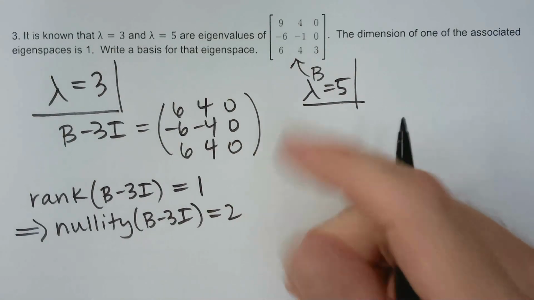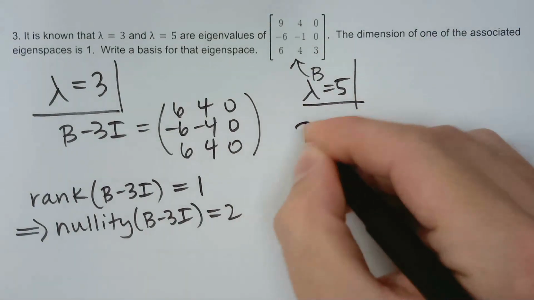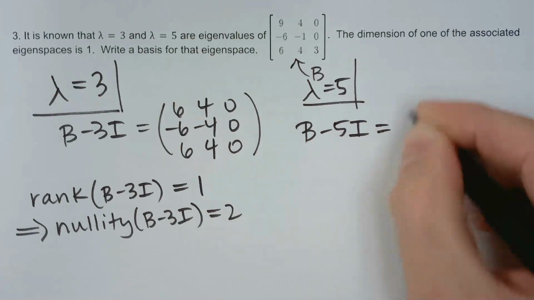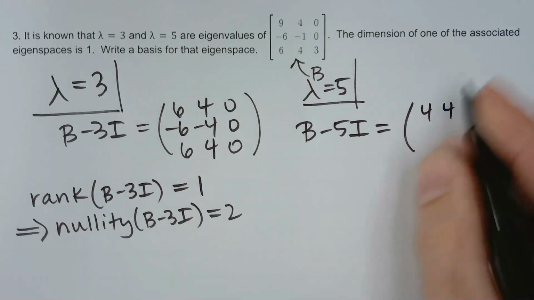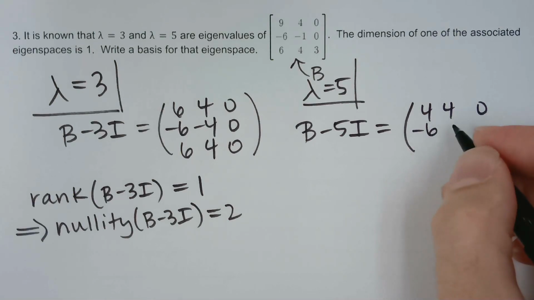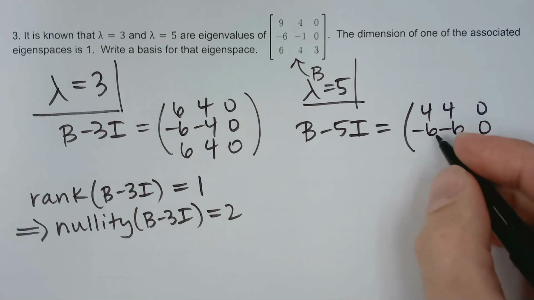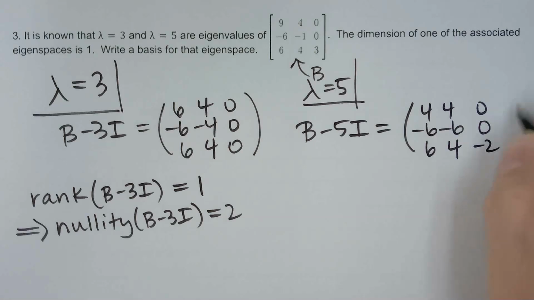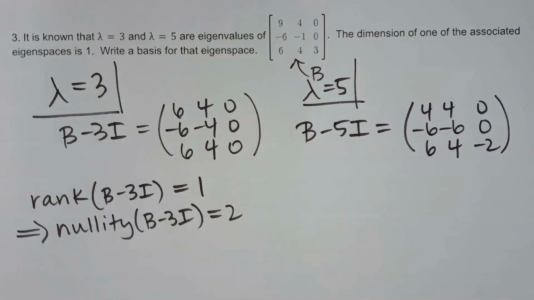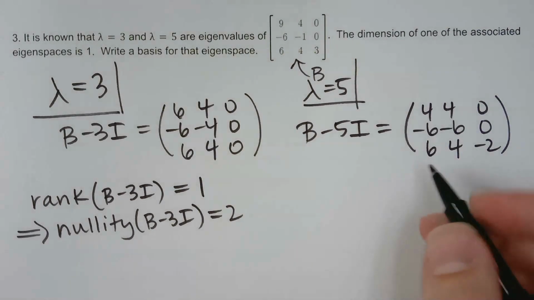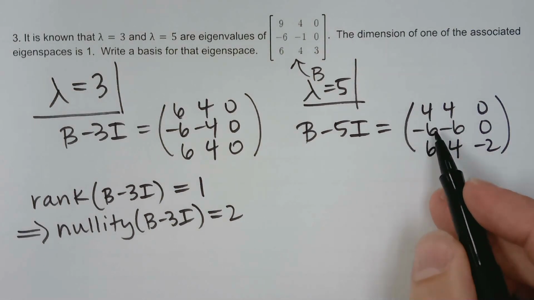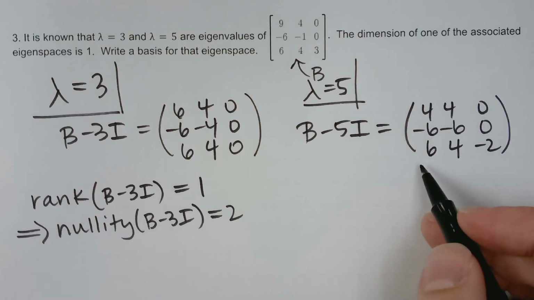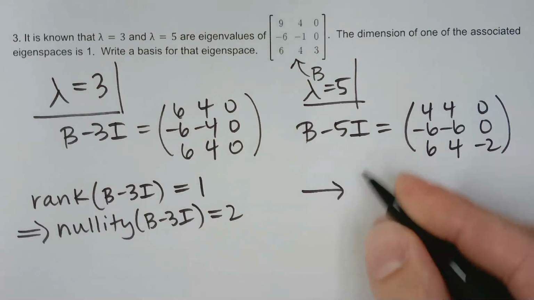All right. So with lambda equals 5, B minus 5I is going to be equal to 4, 4, 0, negative 6, negative 6, 0, and let's see, 6, 4, negative 2. That's interesting, but I can see that dependence relationship here. Those first two rows are identical. So I'm going to need to start row reducing here. I know I need 2 steps.